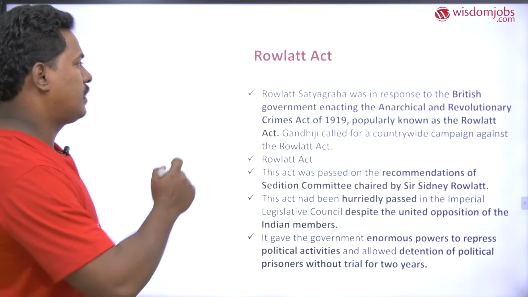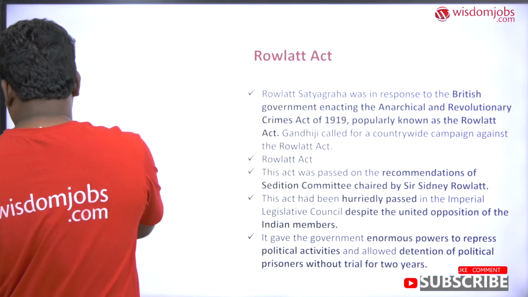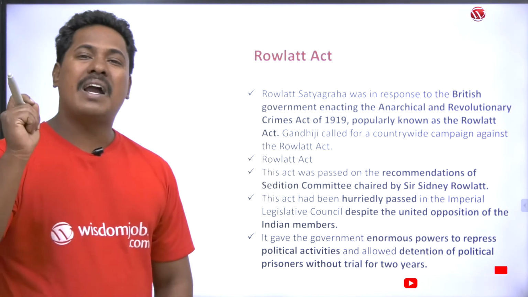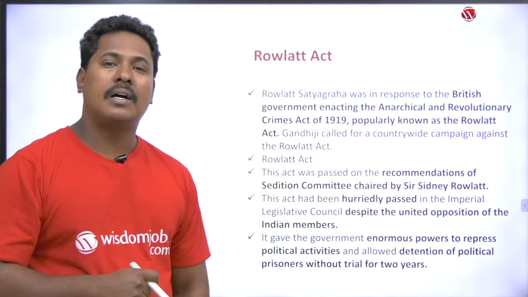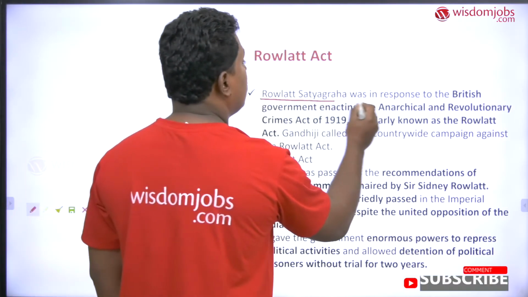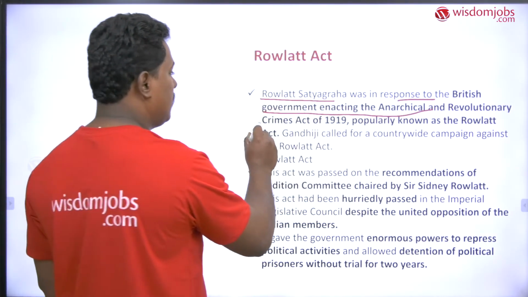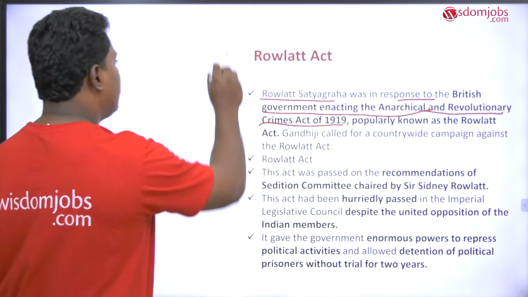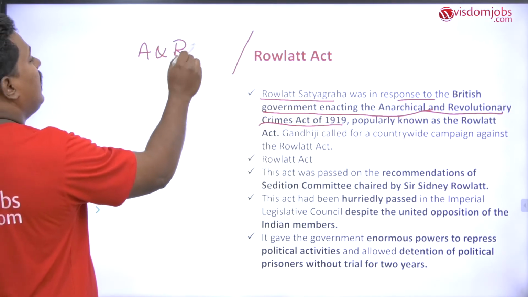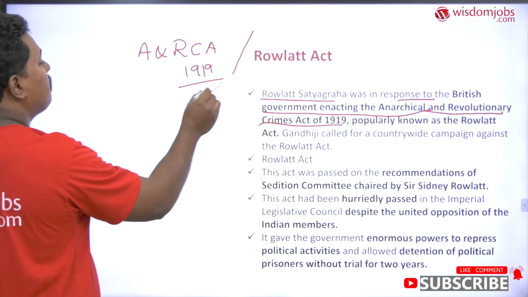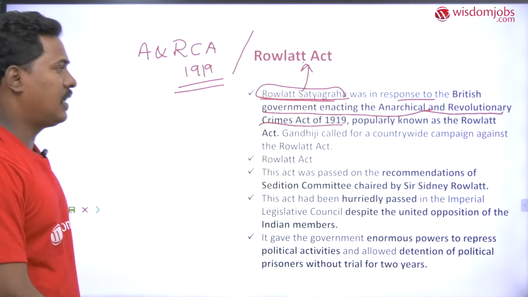And what the act says, right? Against this Anarchical and Revolutionary Crimes Act, Mahatma Gandhi performed Satyagraha. Rowlatt Satyagraha was in response to the British government enacting the Anarchical and Revolutionary Crimes Act 1919. So another name of this Rowlatt Act is the Anarchical and Revolutionary Crimes Act 1919. Mahatma Gandhi performed Rowlatt Satyagraha, a satyagraha against this act in the year 1919.